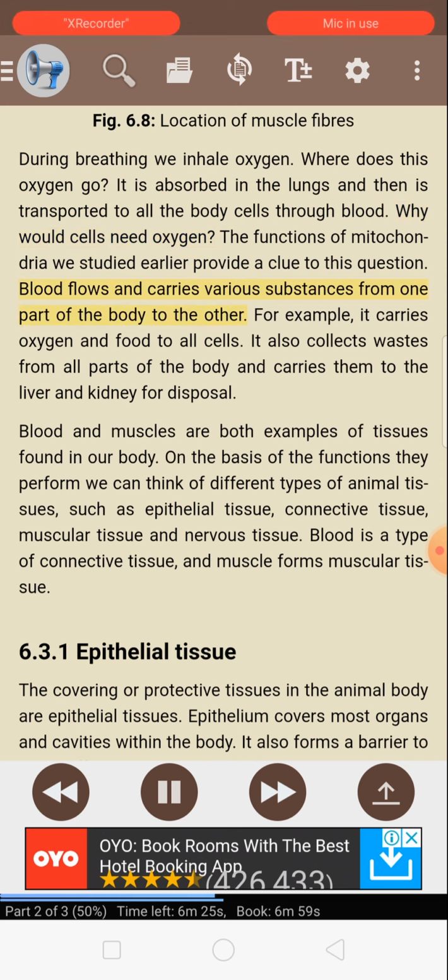Blood flows and carries various substances from one part of the body to the other. For example, it carries oxygen and food to all cells. It also collects waste from all parts of the body and carries them to the liver and kidney for disposal. Blood and muscles are both examples of tissues found in our body.